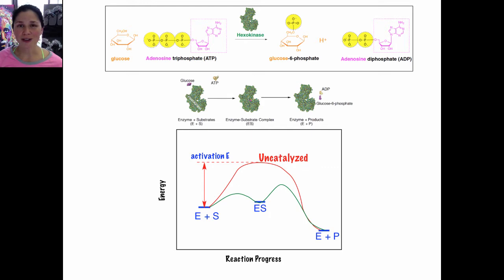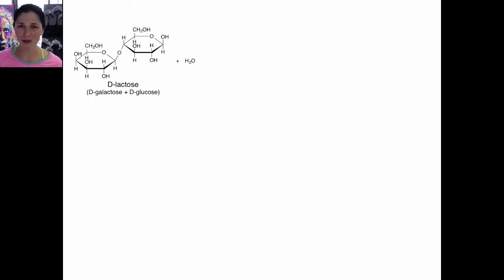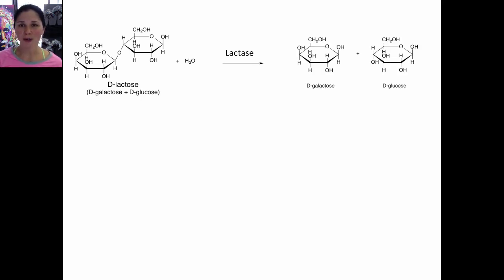Now we will look at another example, the lactase enzyme. In the digestion of lactose, we need the enzyme lactase. Lactose reacts with water in a hydrolysis reaction. But once again, this reaction is very slow, and it would take many years for this reaction to happen unless there is a catalyst. The enzyme that catalyzes this reaction is lactase. And the products would be the two monosaccharides, galactose and glucose.